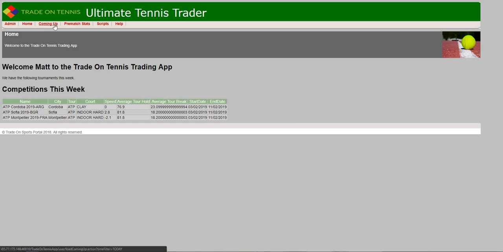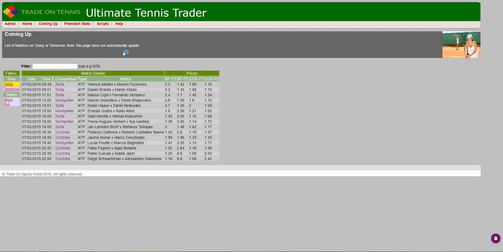If we click on the next tab, coming up, we have the daily matches all listed in time order. The usual information's here: the competition, players' names, the price of player 1, player 2 from Betfair, and the Trade on Sports unique predicted price at the end of set 1. Very, very useful information, as you will see.